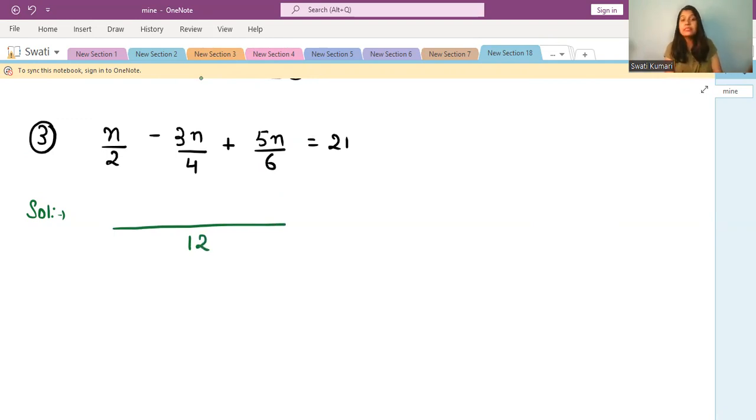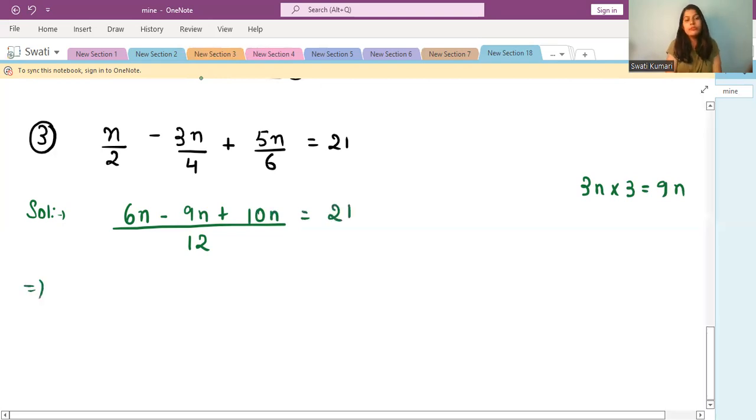Now 2 times 6 is 12, so 6 times n is 6n. Remember this. 4 times 3 is 12, so 3n into 3 will be 3n into 3. So 3 into 3 is 9, and n as it is. So the answer is 9n. Plus 6 times 2 is 12, so 2 times 5n is 10n equals 21. Now, if you simplify this, you can see that 6n plus 10n is 16n.